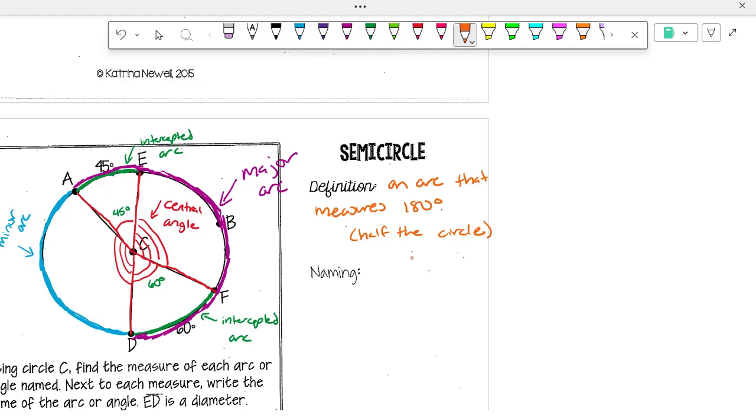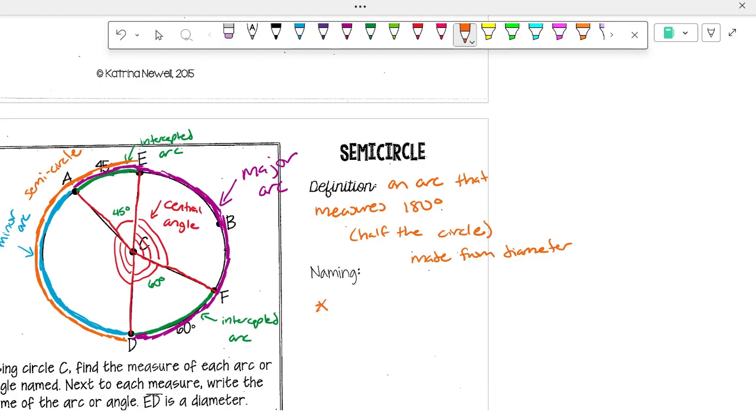Another thing to know about the semicircle is that it's made from the diameter. So either arc formed on either side of the diameter is considered a semicircle. An example of that would be over here. ED is my diameter, so if I draw the arc from E to D, this would be a semicircle. E to D, or whichever way, it doesn't matter. The other side, D to E, is also a semicircle.